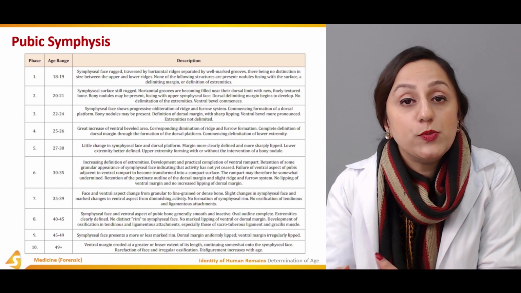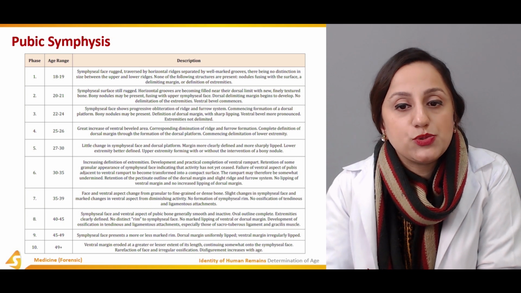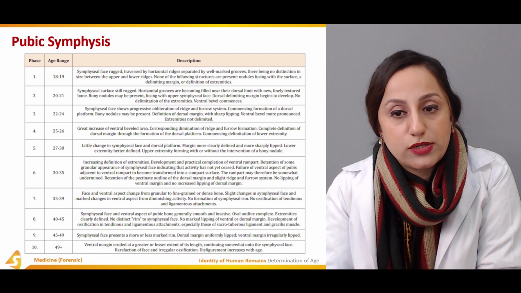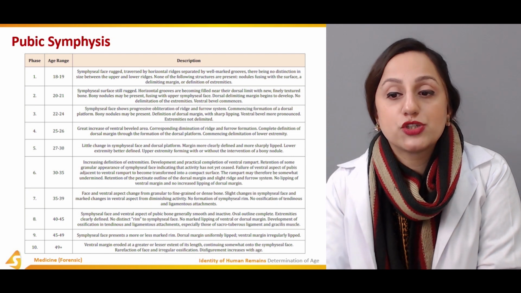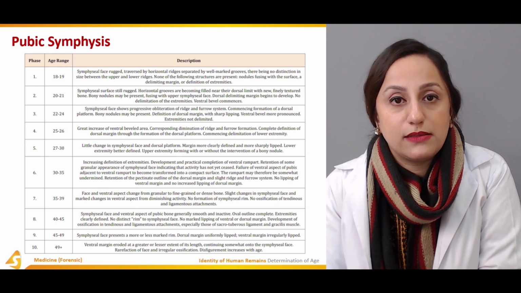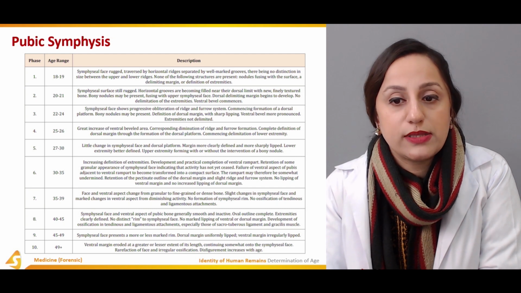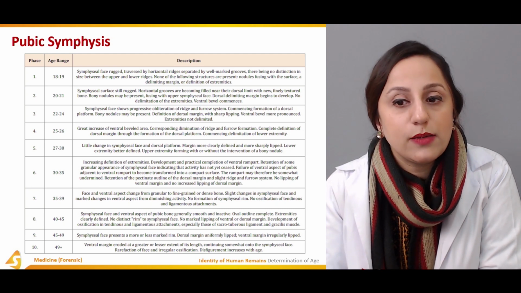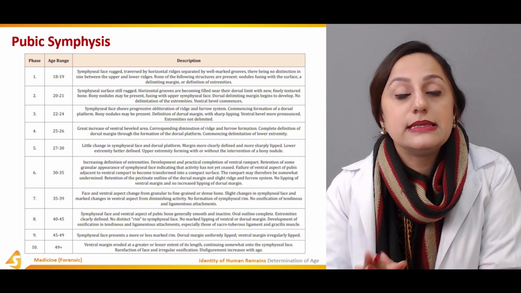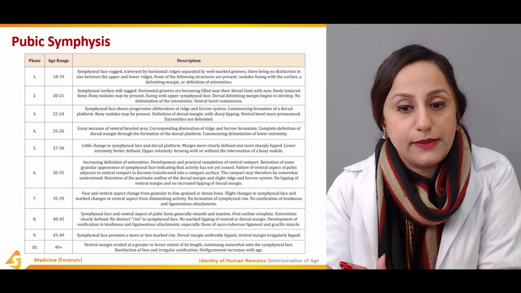Now, regarding the pubic symphysis. If the age range is around 18 to 19, the symphysial face is rugged. It is traversed by horizontal ridges separated by well-marked grooves, with no distinction in size between the upper and lower ridges. None of the following structures are present: nodules fusing with the surface, and delimiting margins or definition of the extremities. So this is when we are talking about an age range around 18 to 19.